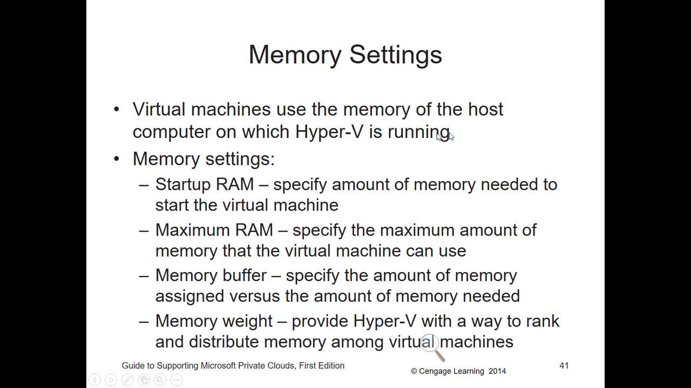So memory settings. Virtual machines use the memory of the host computer, obviously. There's the startup RAM, which specifies the amount of memory needed to start the virtual machine. Well, startup says it all, right? The maximum RAM specifies the maximum amount of memory that the virtual machine can use. Memory buffer specifies the amount of memory assigned versus the amount of memory needed. This is a buffer, the 20% that is assigned and could be needed when there is a real grab of memory going on between all the virtual machines. At that time, that 20% will be available for that machine, where you can configure that buffer, right?